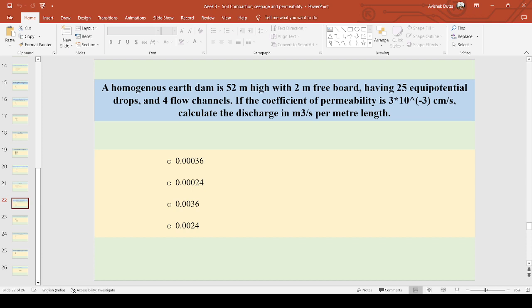Now the coefficient of permeability K is 3 into 10 to the power minus 3 centimeter per second. Then what will be the discharge in meter cube per second per meter length of the dam cross section? The options are 0.00036, 0.00024, 0.0036, or 0.0024. All the answers are in meter cube per second per meter length of the dam. Okay. Next question.